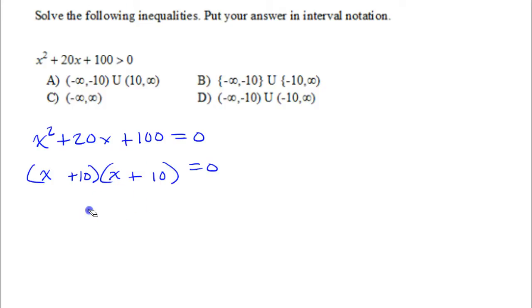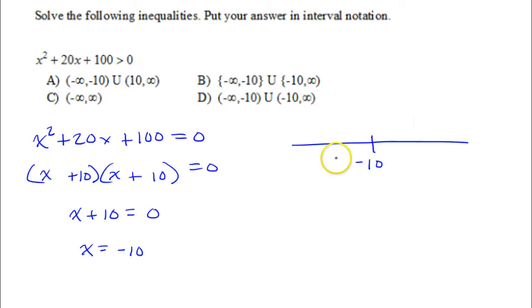If we set this equal to 0, they're both the same, so I don't need to write it twice. I'm going to get x equals -10. Okay, so that is my only 0. So I'm going to put that single 0 on my number line, -10.